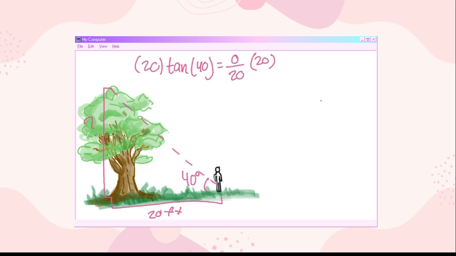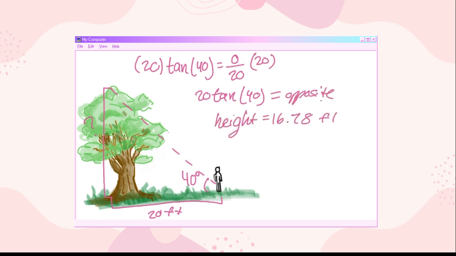This leaves us with something we can plug into our calculators. 20 times tan of 40 degrees. If you did it correctly, you should get that the height of the tree is approximately 16.78 feet.